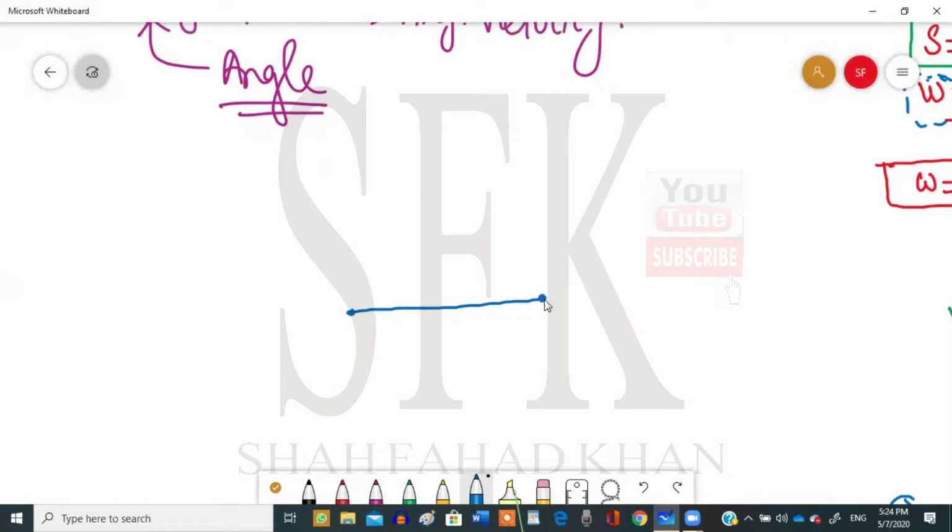For example, I have an object over here at this point A, and it moves in a circular path and reaches this point B. Okay, it covers a certain distance. I have another object at the point C, and it moves from point C to the point D at the same time, in the same time interval.